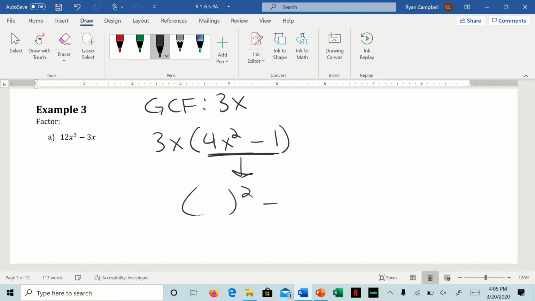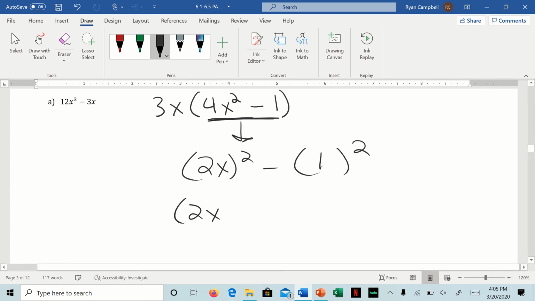All right. So now we're going to ask ourselves, what squared minus what squared? So 2x being squared will get you 4x squared. And then 1 squared will get you 1. So we end up with 2x plus 1, 2x minus 1.